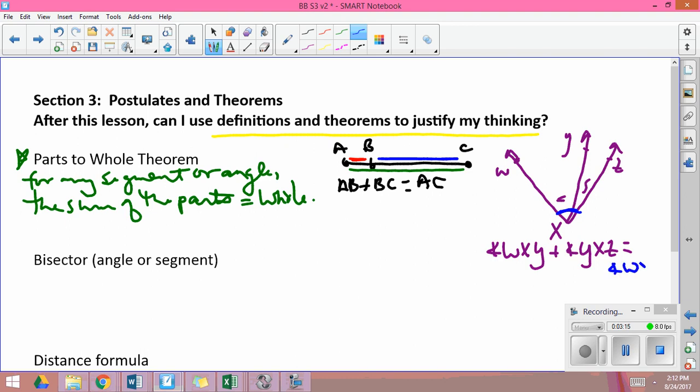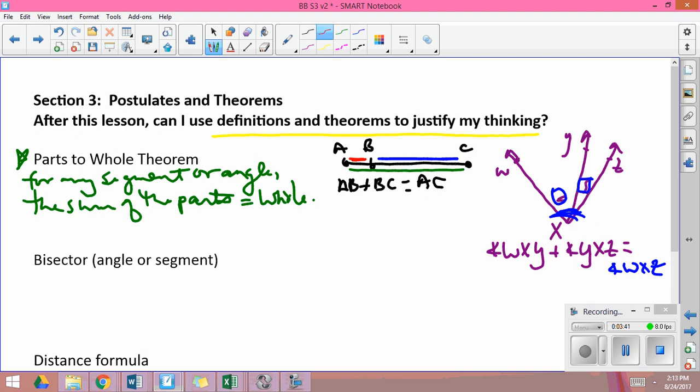angle WXZ. And this is why naming is so important. This piece plus this piece has to equal the whole thing. When you write that equation, so this is going to be where you're going to have a picture, and you can write an equation from the picture. Your reason for being able to write that addition number sentence that they add together is parts to whole.